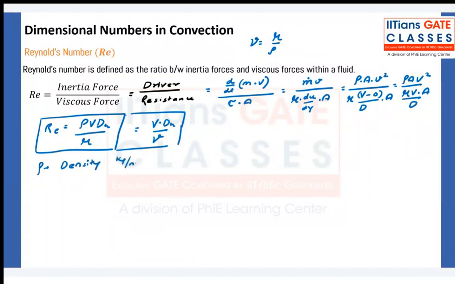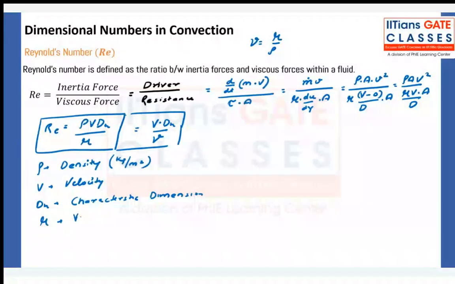Okay, so rho is density, kg per meter cube. V is mean velocity. d h is characteristic dimension or characteristic length. And mu is viscosity, dynamic viscosity. Okay, and nu is kinematic viscosity. Okay. Now it is very important to understand that. Let's take this formula.